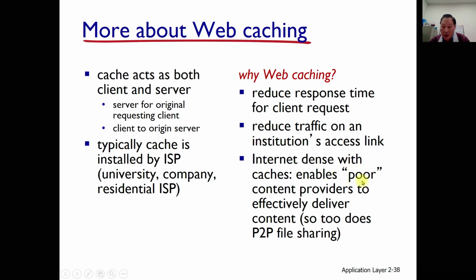The internet is dense with caches. This enables poor content providers to effectively deliver content. Also, it works in that way in the P2P file sharing architecture.